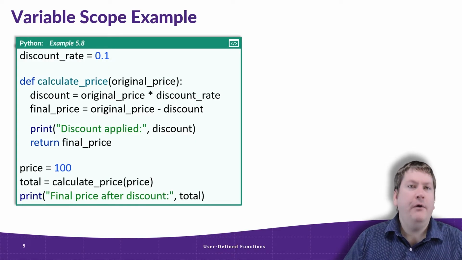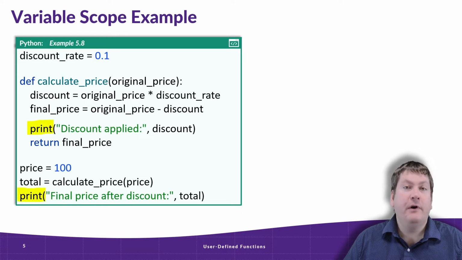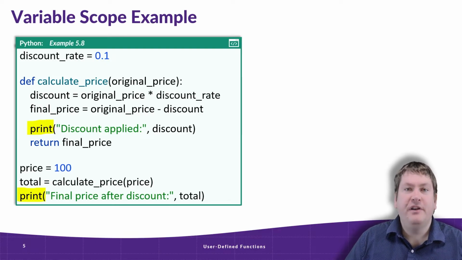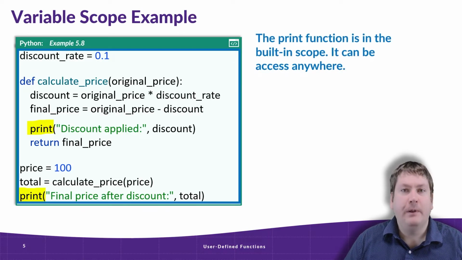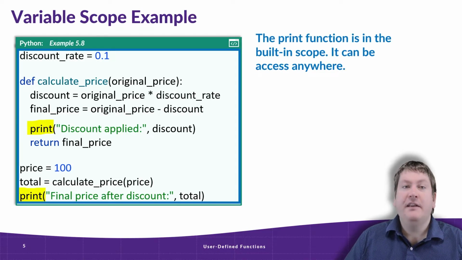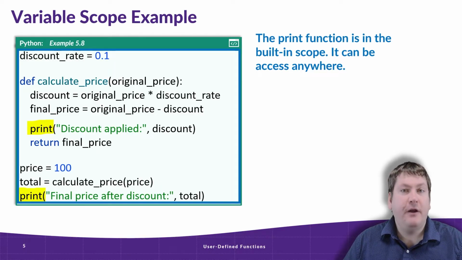So let's take a look now at an example and break down what the scope of each variable is in this program. First of all, we have built-in scope. This includes items such as built-in functions, such as the print function here, and we can use these functions wherever we want in our Python programs. That's because they're part of the built-in scope, which covers everywhere.